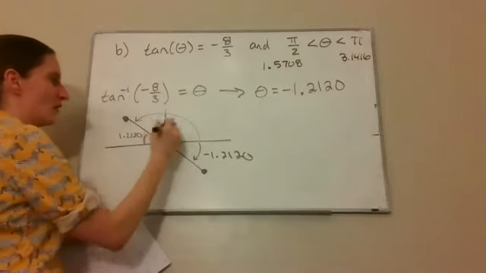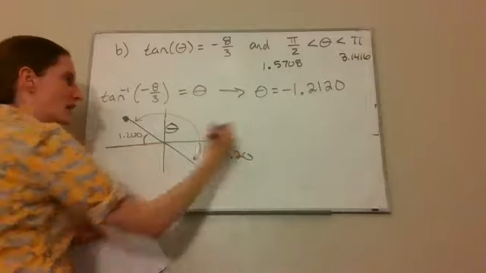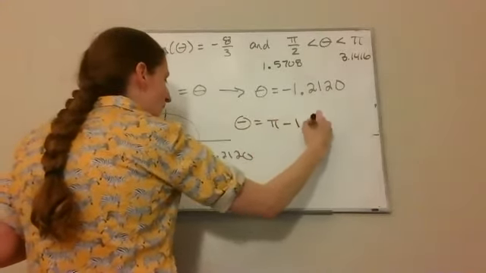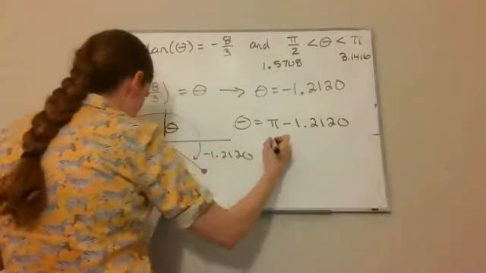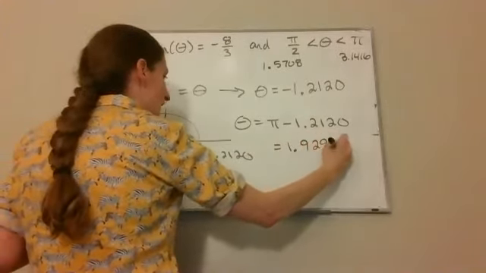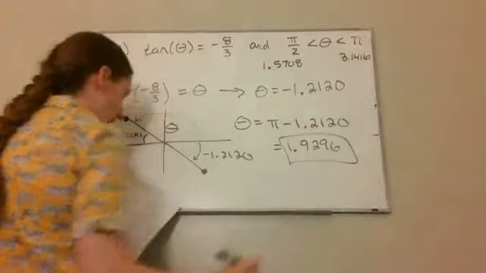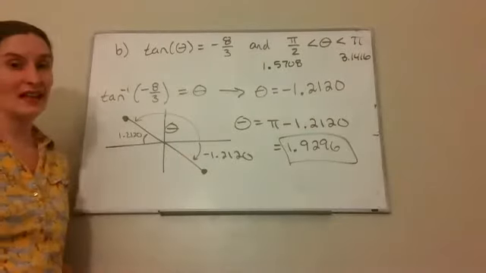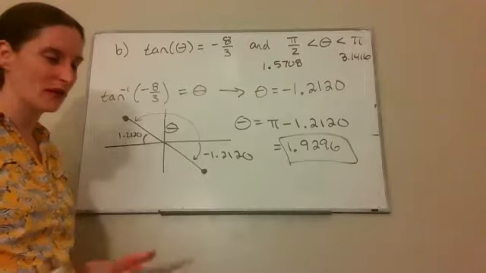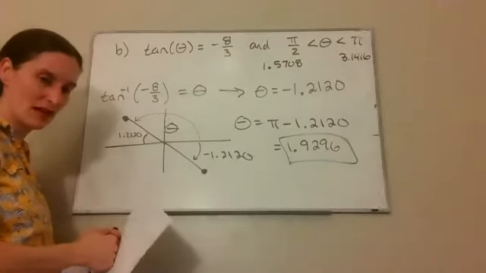And so the angle that I'm looking for, theta, is pi minus 1.2120, which is about 1.9296 radians. And again, that's all there is to it. You type it in your calculator and you just adjust appropriately if it's not in the proper range.